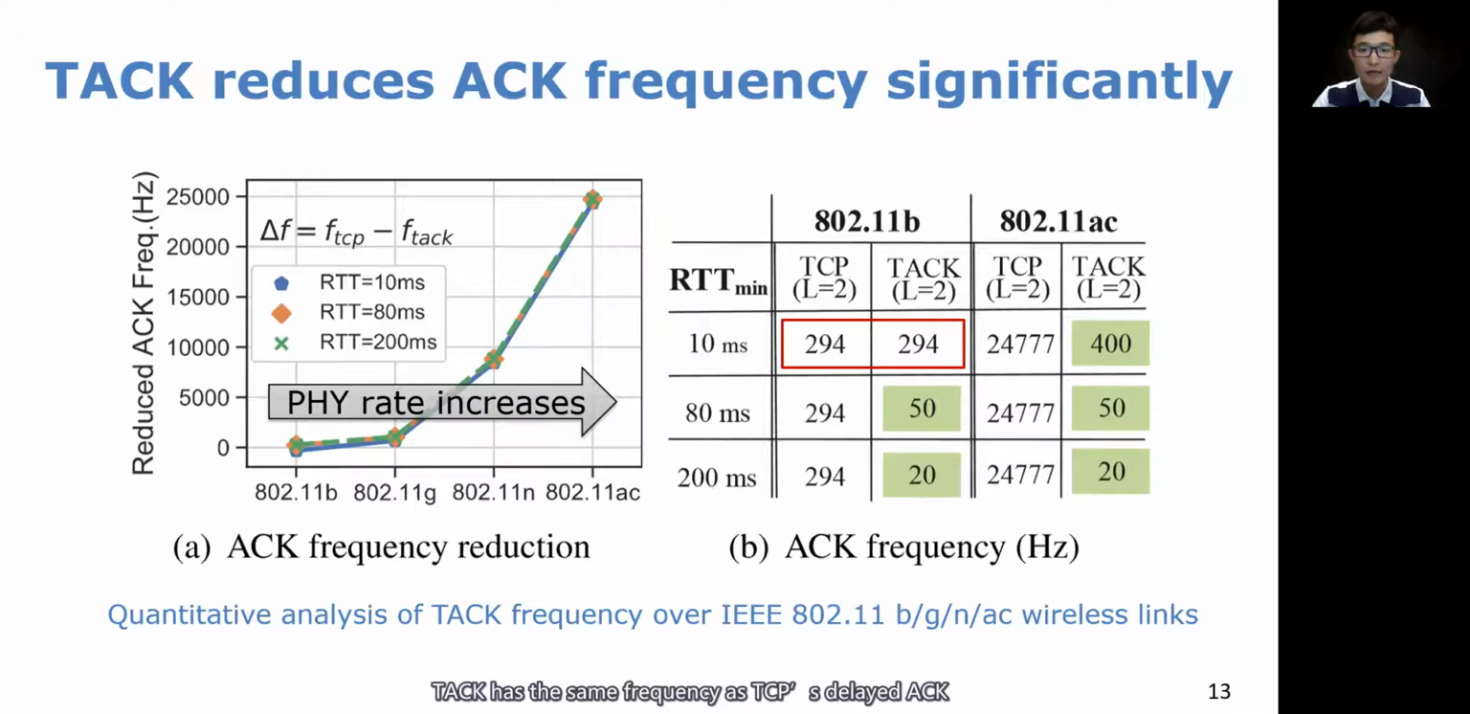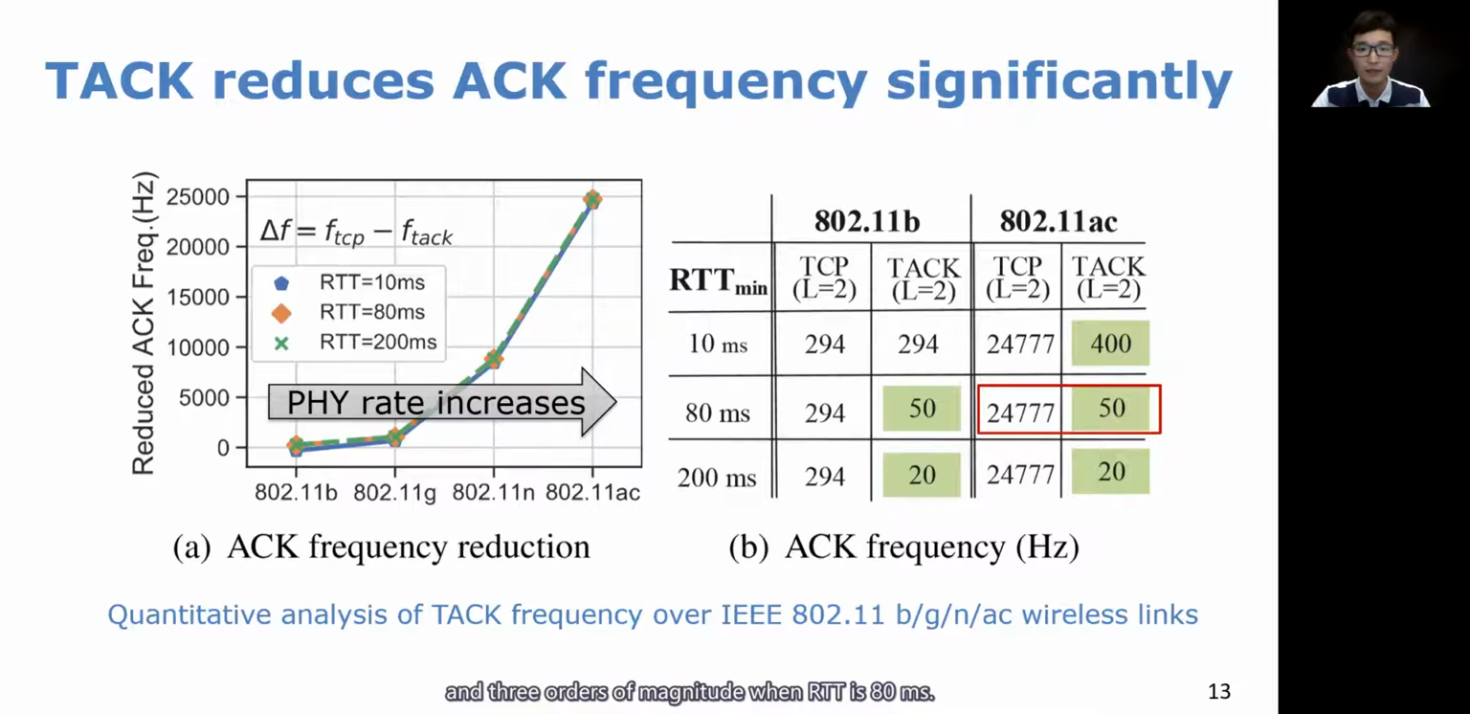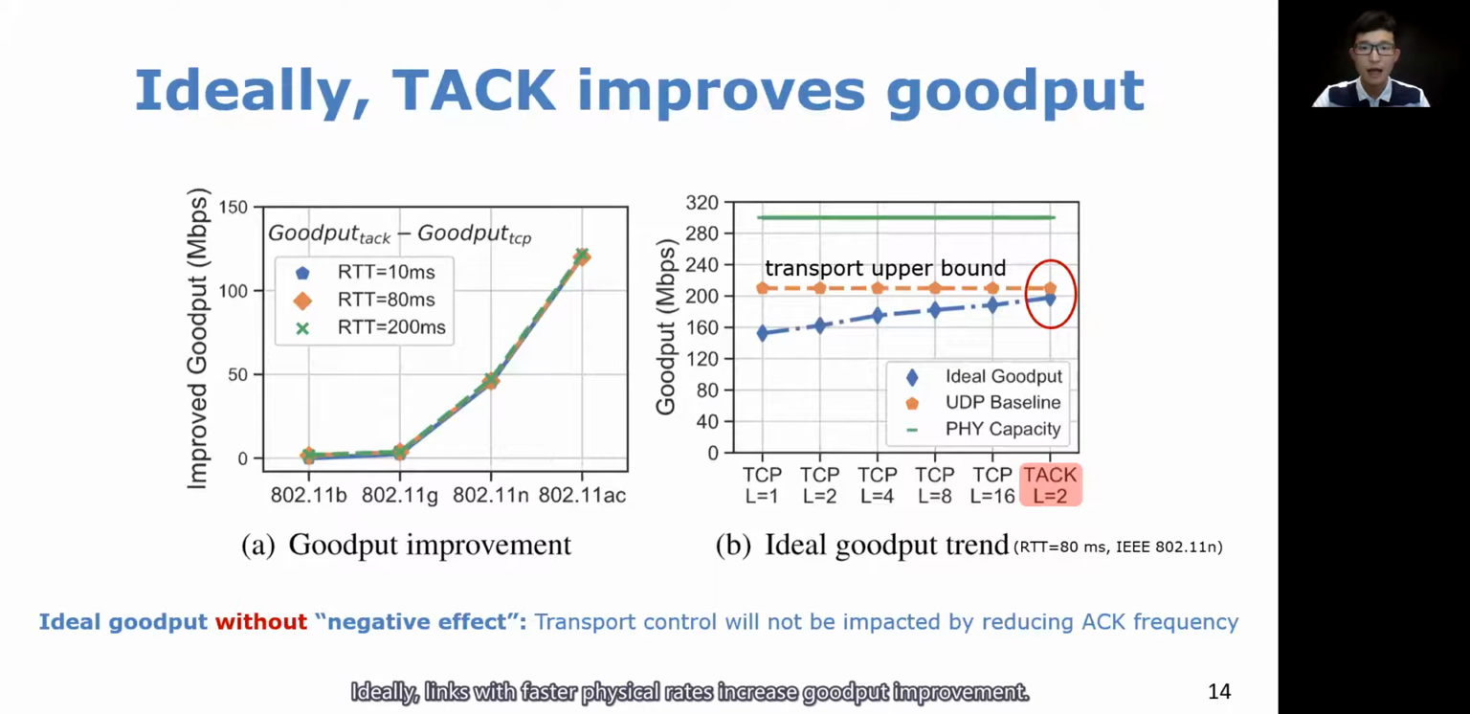For example, TACK has the same frequency as TCP's delayed ACK over 802.11b links with a small RTT. However, for the 802.11ac links, the frequency of TACK drops 2 orders of magnitude when RTT is 10 milliseconds, and 3 orders of magnitude when RTT is 80 milliseconds. Ideally, links with faster physical rates increase throughput improvement. TACK approaches the transport upper bound with a minimized ACK frequency.